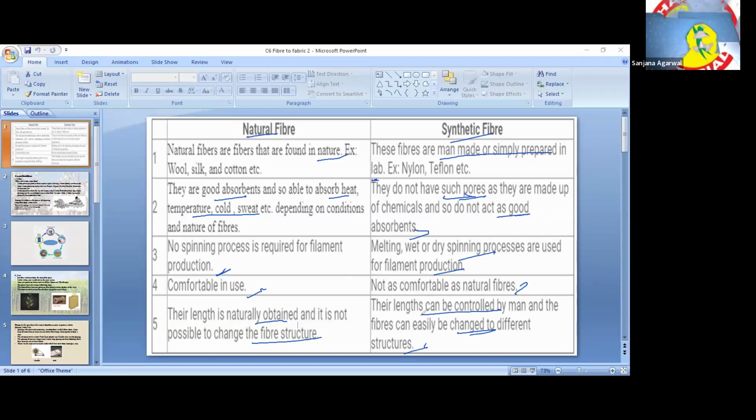Nishika, you there? Yes, ma'am. You got stuck or something happened, right? I think it's because of my internet, ma'am. So this slide you have heard properly? Yes, ma'am. Clear? Any doubt? No. Okay, I will be sharing these PPTs in the group. You can go through them properly, okay?